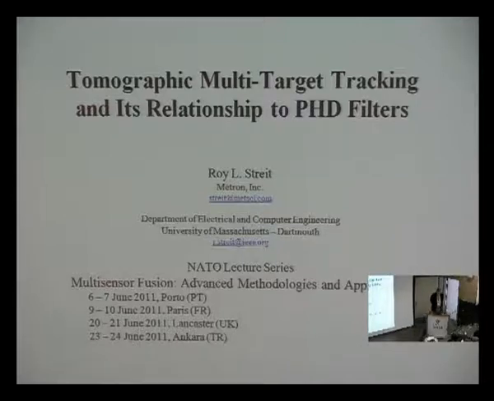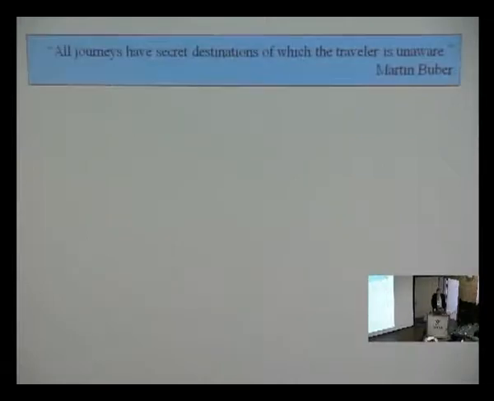I'm talking about tomographic multi-target tracking and its relationship to PHD filters. Tomographic is a very unusual word to mention in the context of multi-target tracking. And the reason for the word is because of some connections that I found between medical imaging, tomography, and the PHD filter, which really I was totally unaware of when I began. So much so I wanted to find a nice phrase for it.